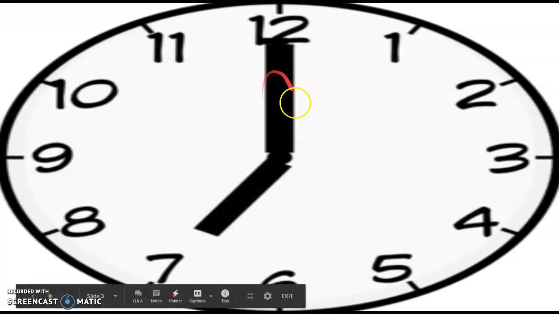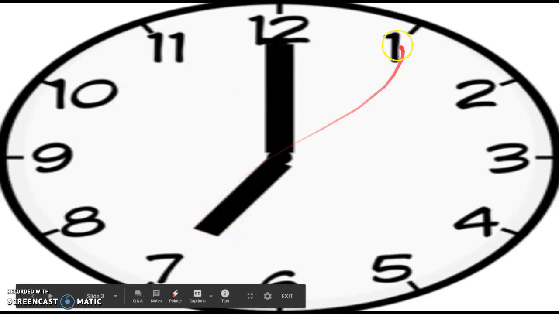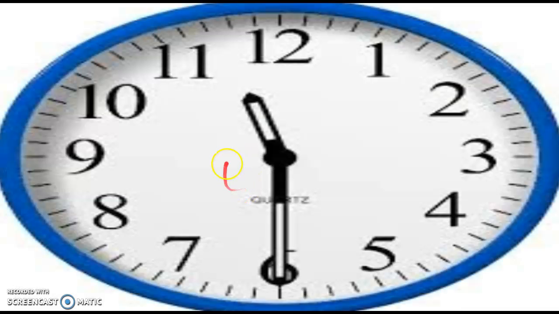Take a look at this clock. What time is it? What time is it? 7 o'clock. Way to go. It is 7 o'clock. 7 o'clock, hour hand, minute hand. Point to your hour hand. Very good. Point to your minute hand. Very good. And how do we say it? 7 o'clock. Let's take a look at the next one.